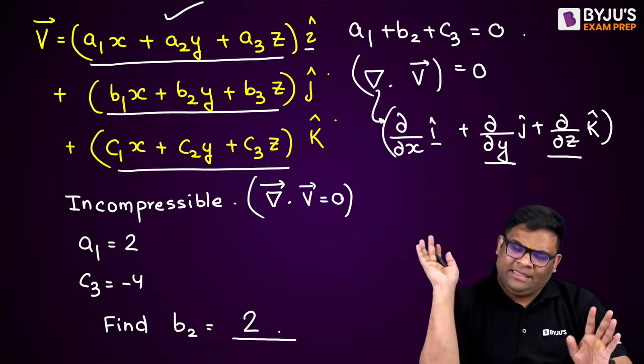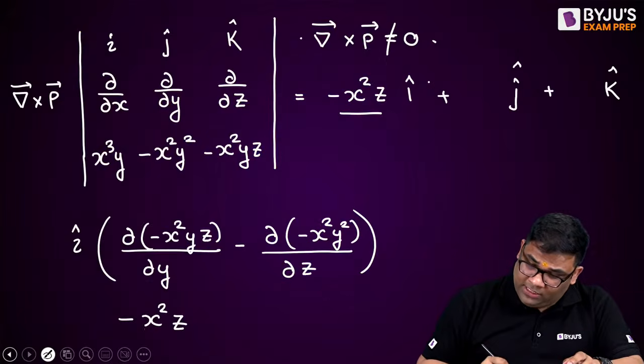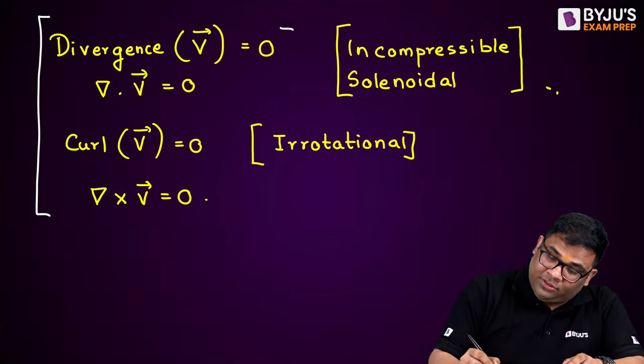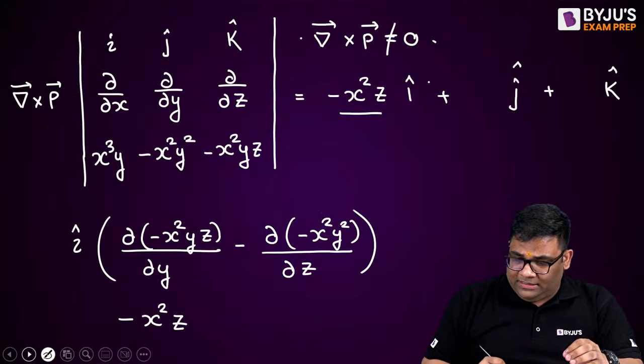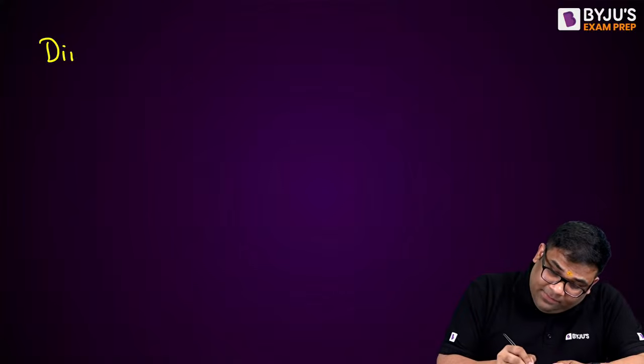Easy questions. Like this, very easy questions they will ask if you know these two conclusions. Understood these two conclusions? Very important. They have asked a lot of questions from these two conclusions. Now, there is something known as directional derivative, and then we will see the physical interpretation of the gradient. What is this directional derivative?